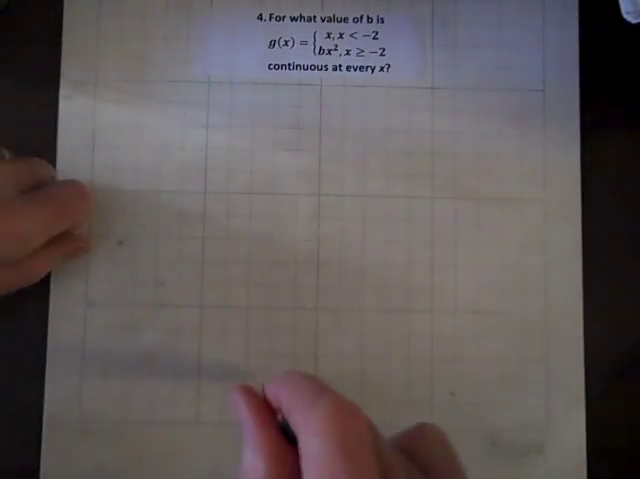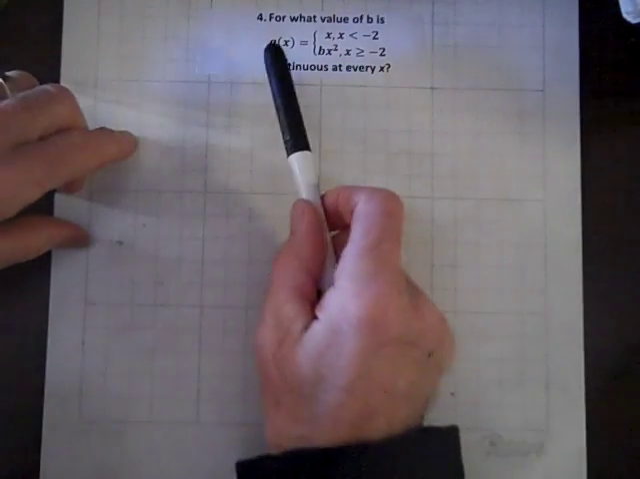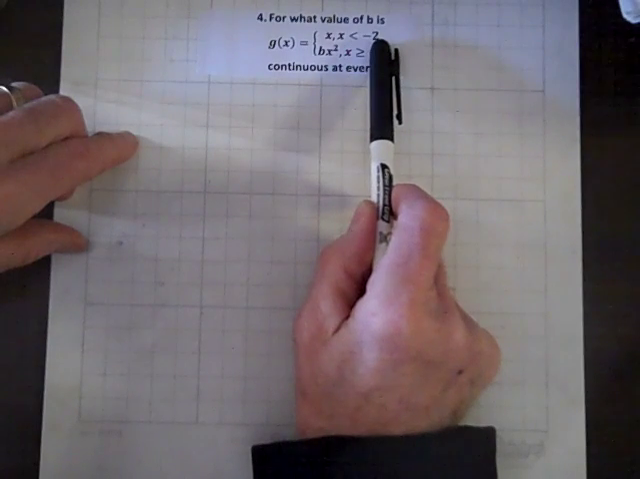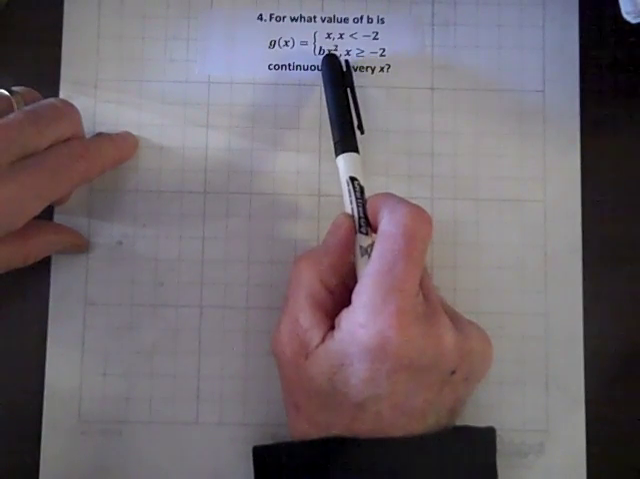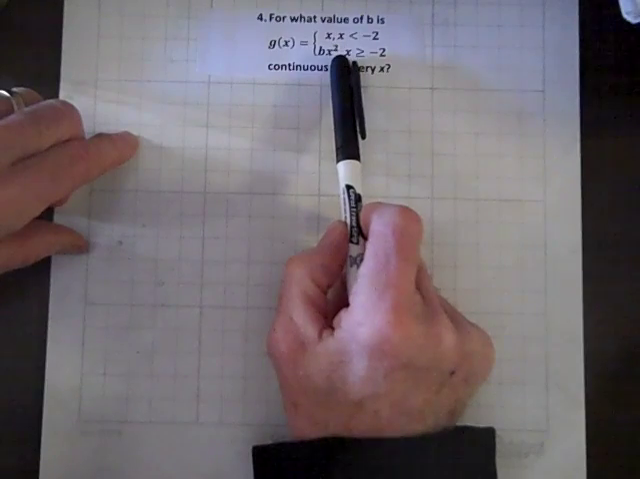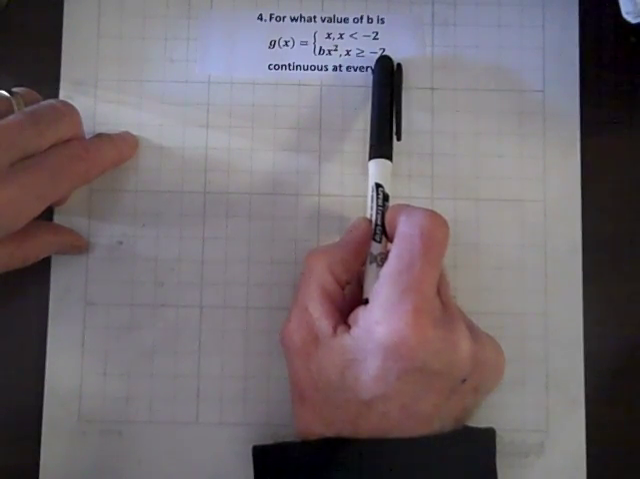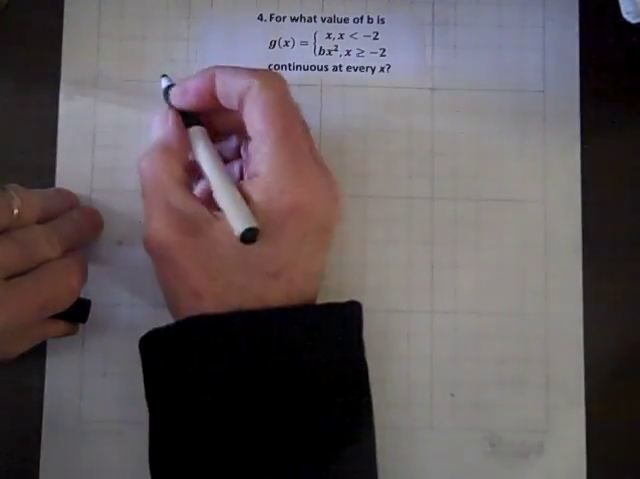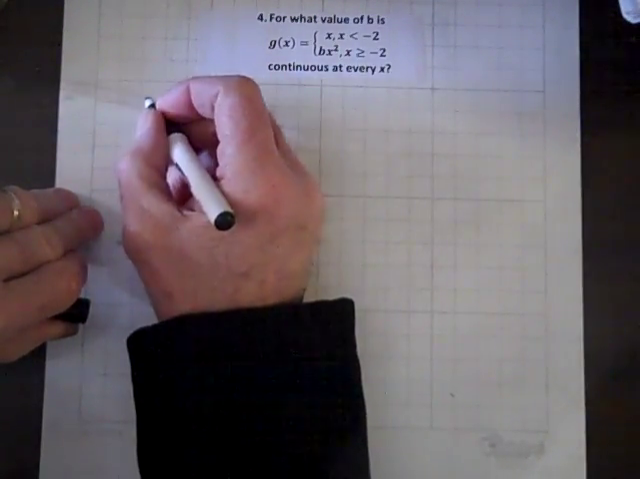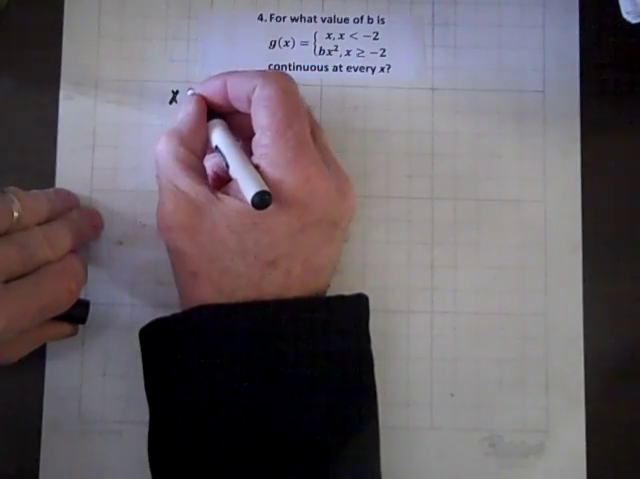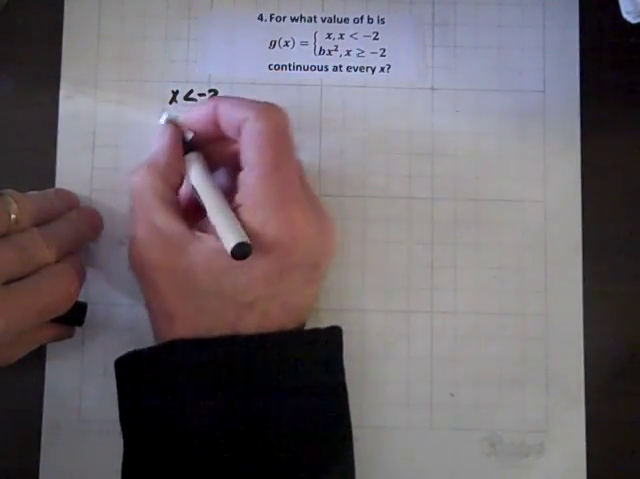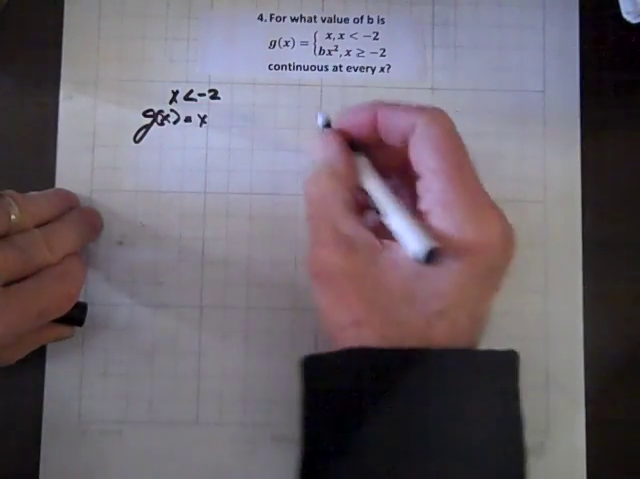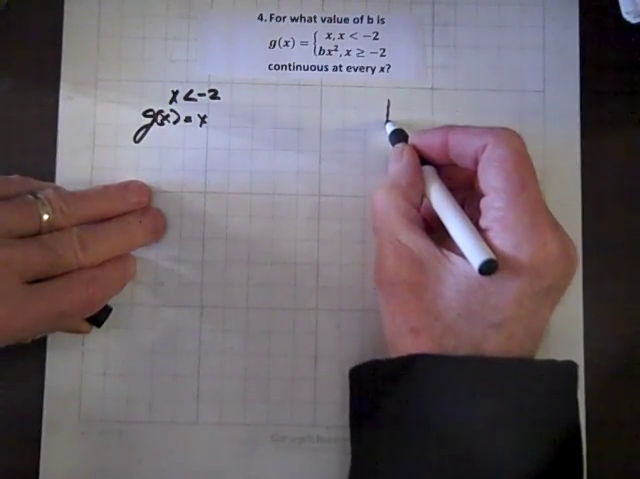Well, now we're given this function, g of x, and it's a piecewise function, equals x for x less than negative 2, and b x squared for x greater than or equal to negative 2. So let's graph each piece of this, or at least what we can of it. And so when x is less than negative 2, we've got g of x equaling x. So we'll graph that.